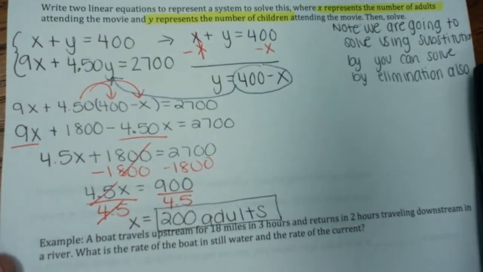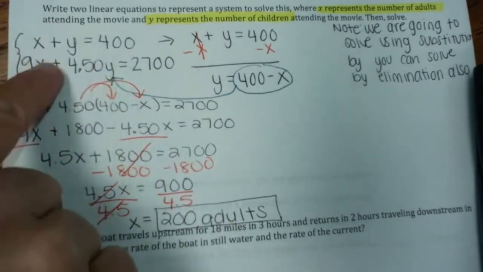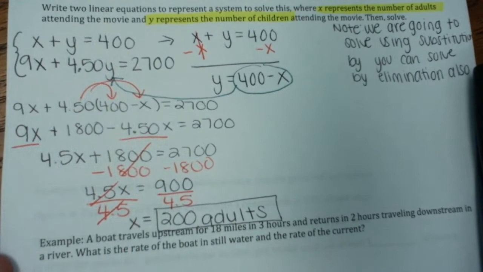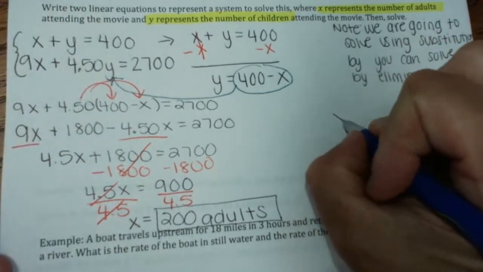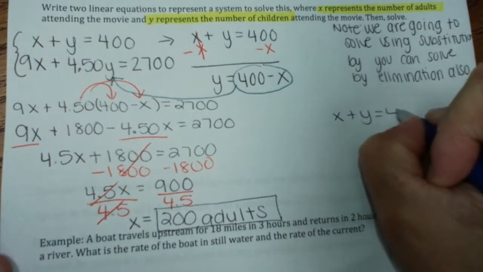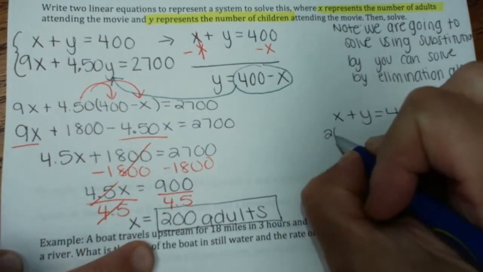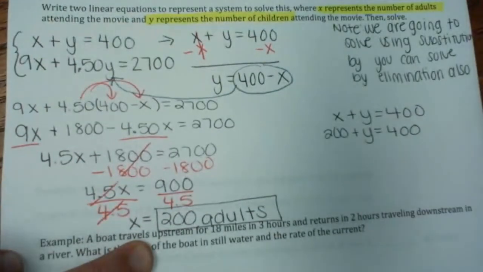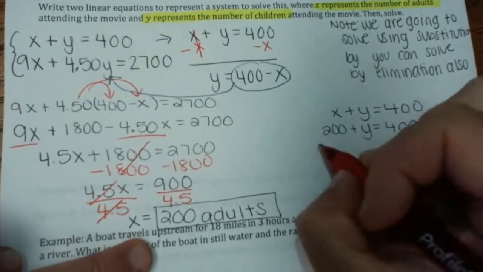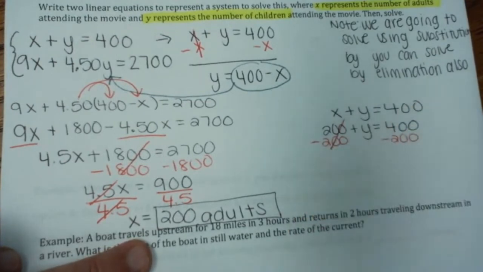All right, so that's done. Now that I know how many adults, I can plug that back into either equation to find how many children attended the movie. So let's plug it into this first one because it looks a little bit easier. So x plus y equals 400. We know that x is 200, so 200 plus y, and we're looking for y, equals 400. Getting y by itself, let's move that 200 over by subtracting 200 from both sides.